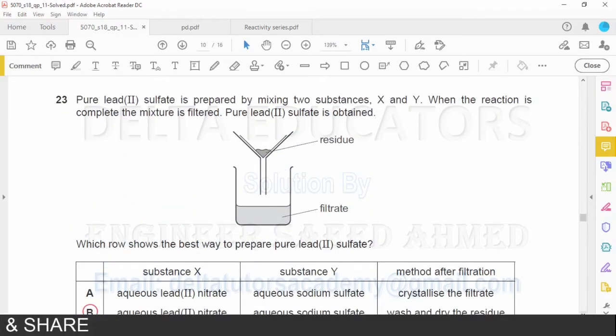Question number 23. Pure lead sulfate is prepared by mixing two substances X and Y. When the reaction is complete, the mixture is filtered. Pure lead sulfate is obtained. Here it is given lead sulfate is prepared by mixing two substances X and Y, meaning these two substances should be soluble in water. When the reaction is complete, the mixture is filtered. Pure lead sulfate is obtained. Lead sulfate is formed here as a residue. Now we will check the options.